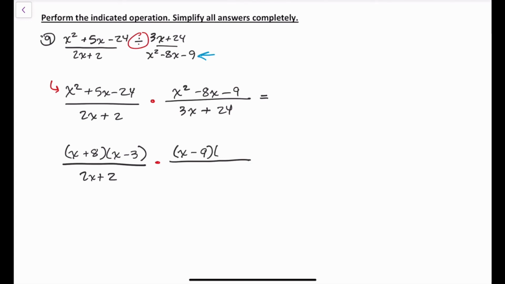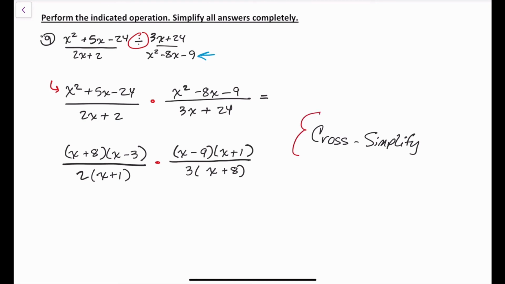So now I'm factoring x minus 9. Let's see, x plus 1. Take out that GCF. Oops, and I need to take out a GCF in the other denominator, so I can factor out a 2 there. Let's do that real quick. Okay, and now we can cross simplify, meaning I can cross out one factor in the top with any one factor that matches in the bottom.